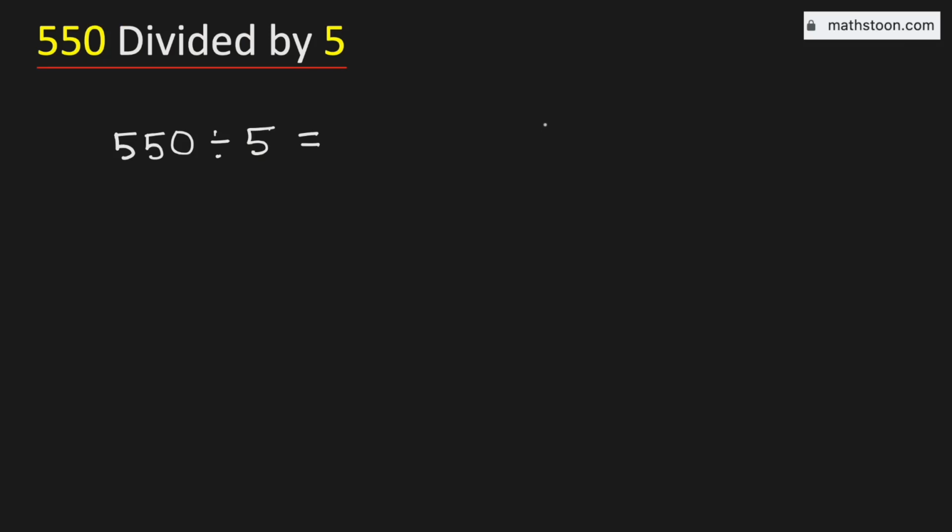In this video, let us learn how to divide the number 550 by 5 using the long division method. Consider the first digit 5. We know that 5 times 1 is 5. Subtract, we get a 0. As 0 is less than 5, so we will bring down this number 5 here.